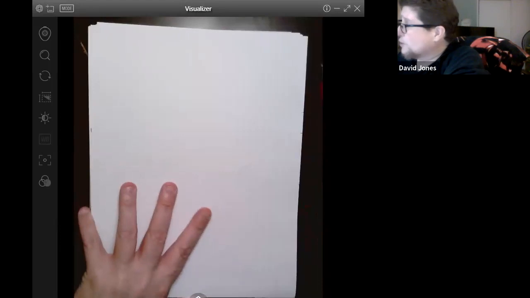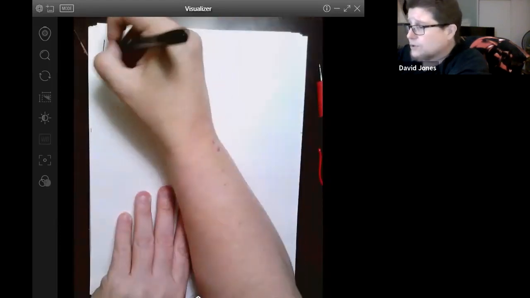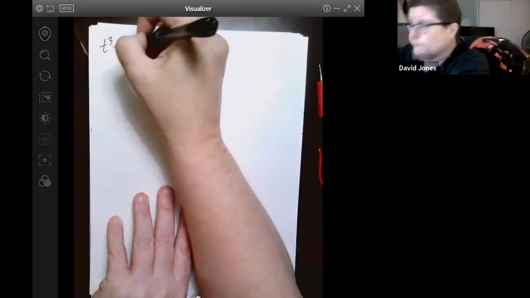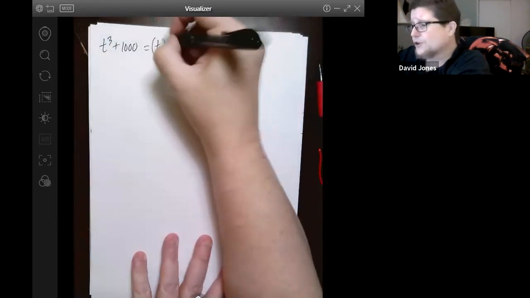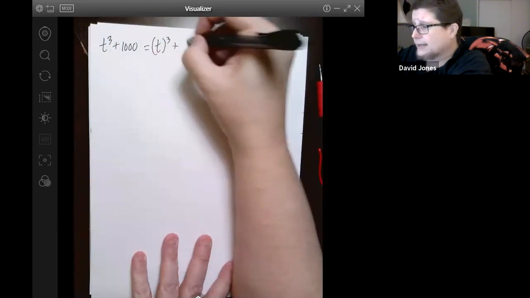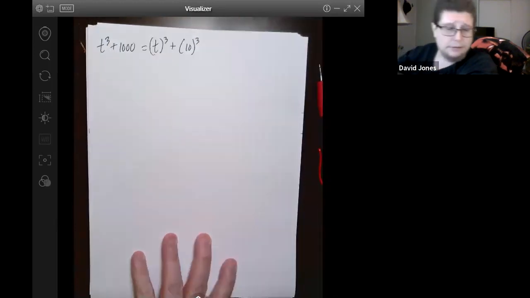So let's look at some cubes. So t cubed plus 1,000. I can write that as t to the 3rd power and 10 to the 3rd power.